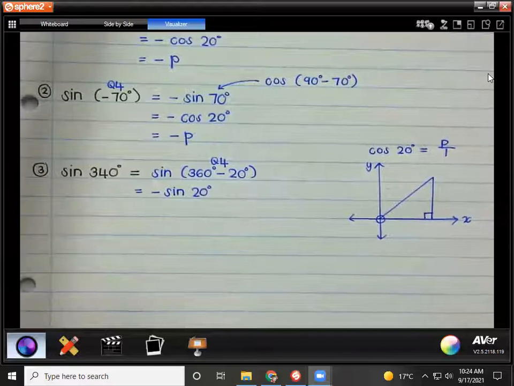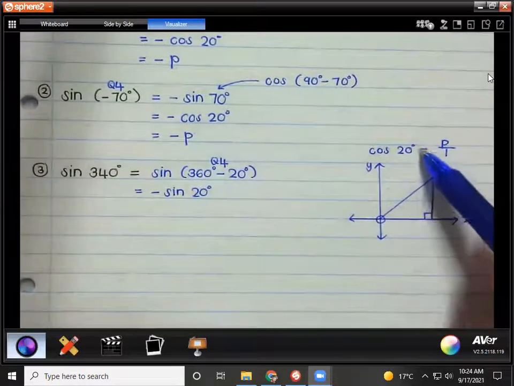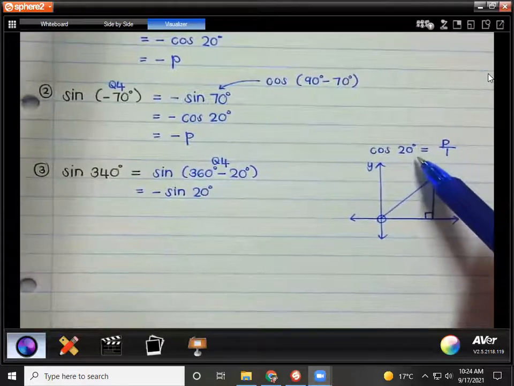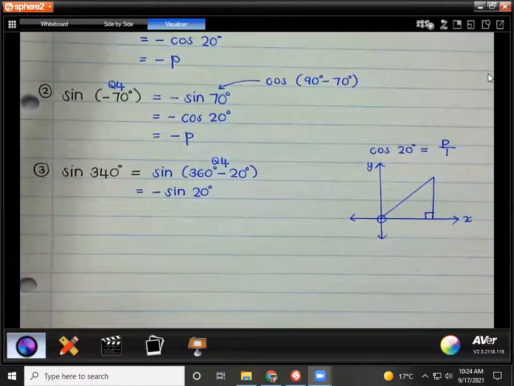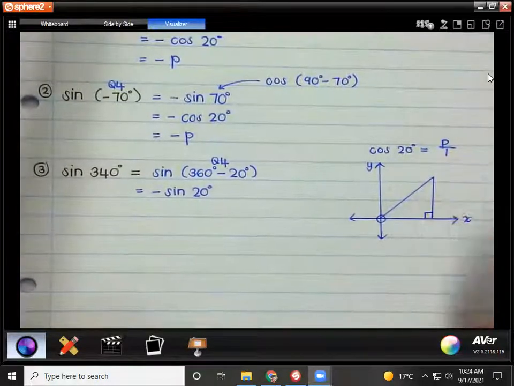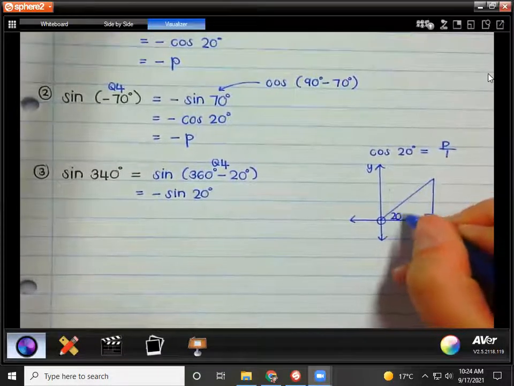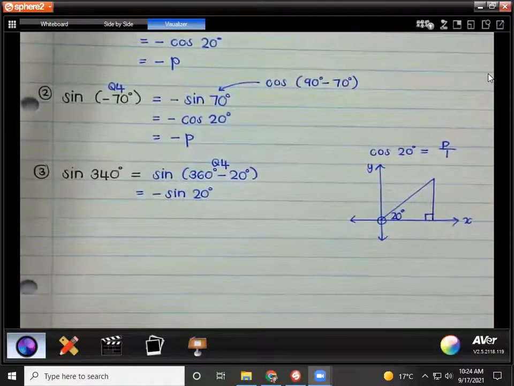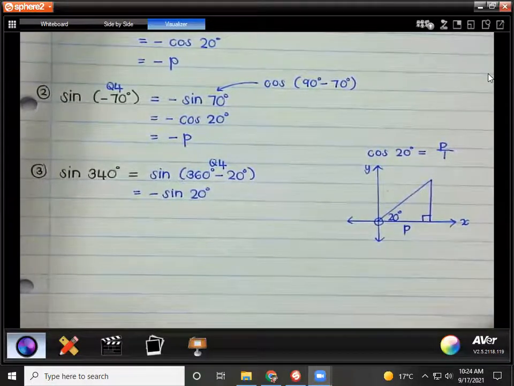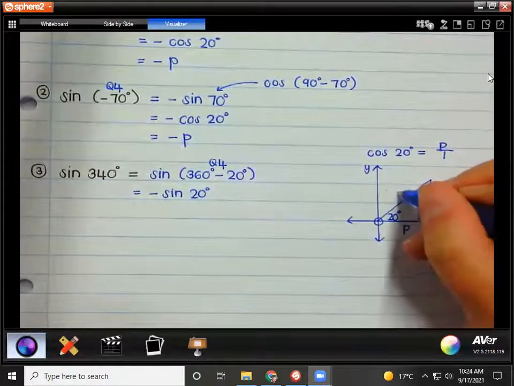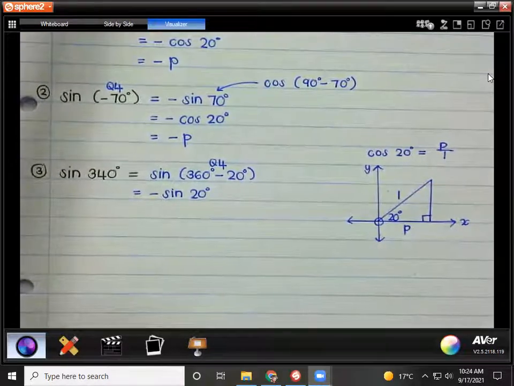Just like the triangles that we did when we started new grade 11 trig, our angle is now not just theta. Those first ones we said that sine of theta is equal to this over this, and then we use that to draw a triangle. Now they're saying cos 20, so that angle is 20 degrees, is p over 1. What is cos again? Adjacent, so the adjacent side is p over hypotenuse, which is 1.